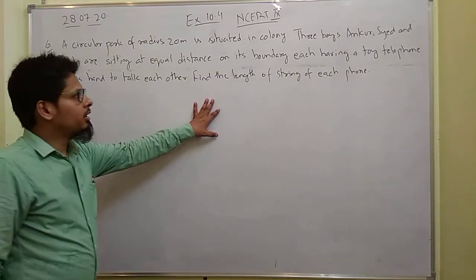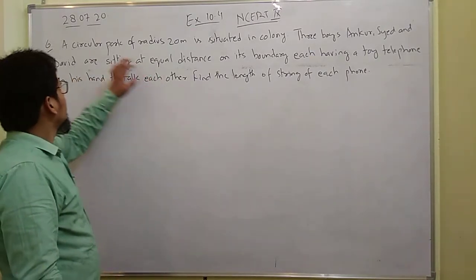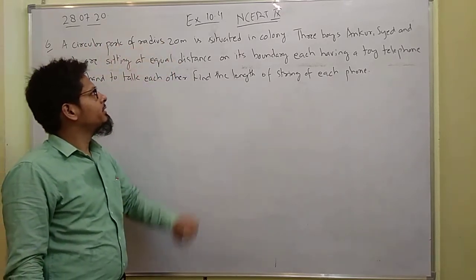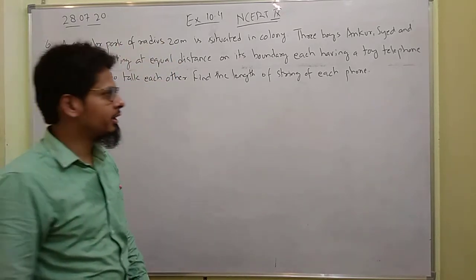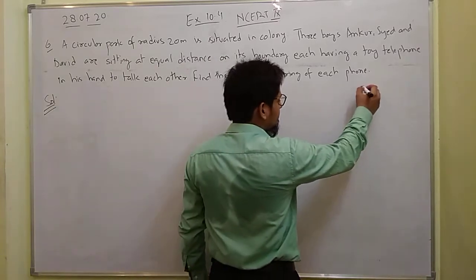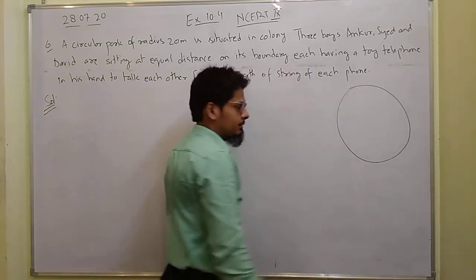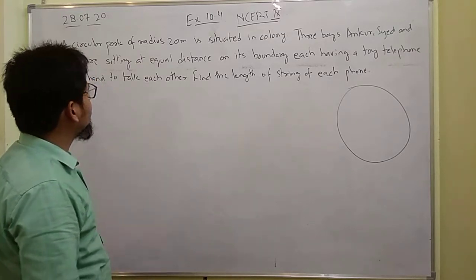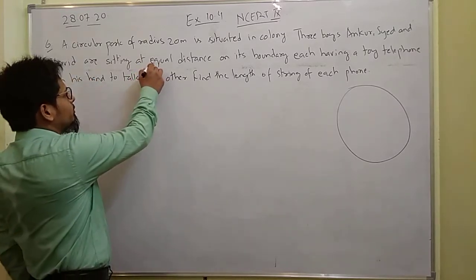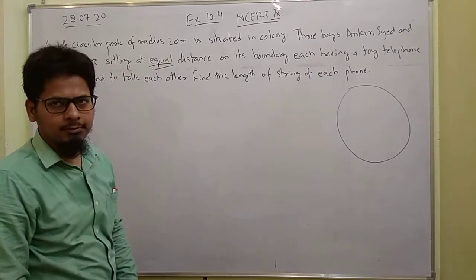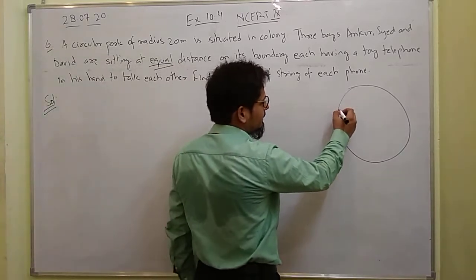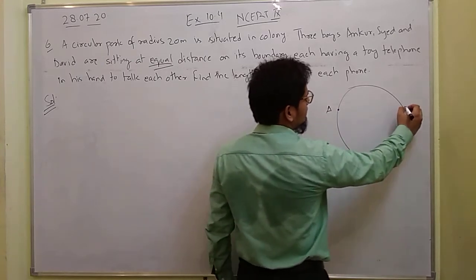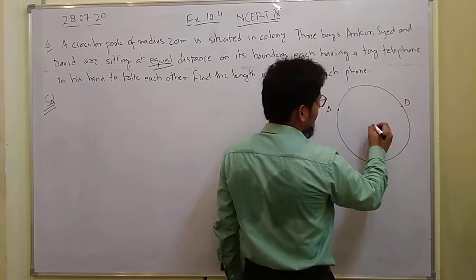Class, this is question number 6. It is a good question. A circular park of radius 20 meter is situated in a colony, right? So this is the park here. And the 3 boys, Ankur, Sayyid and David, are sitting at equal distance on its boundary. So now we have this as the position of Ankur, Sayyid, and this is of David, right? It is a center O.